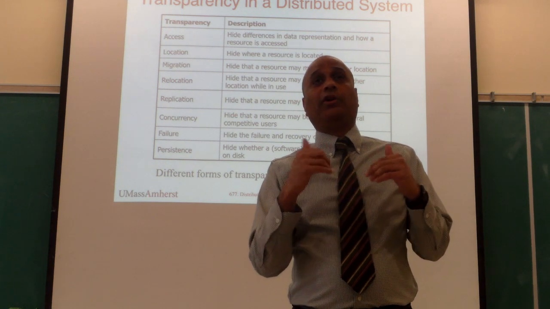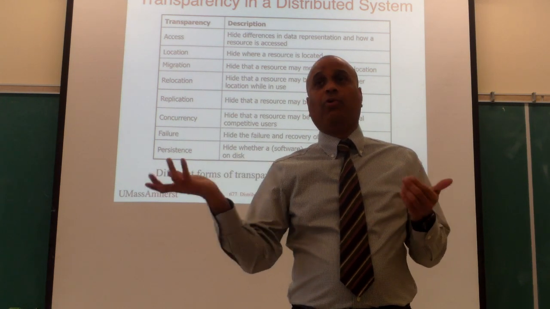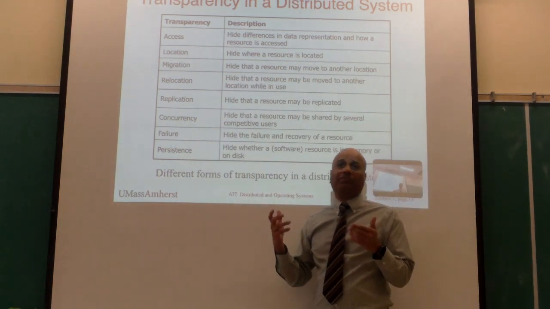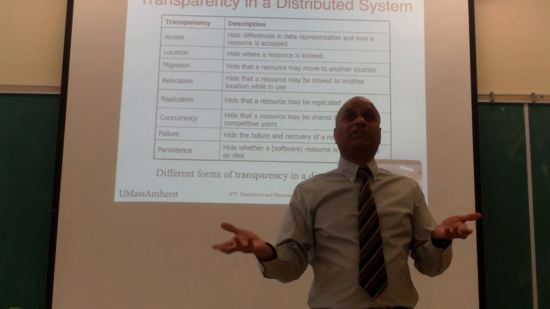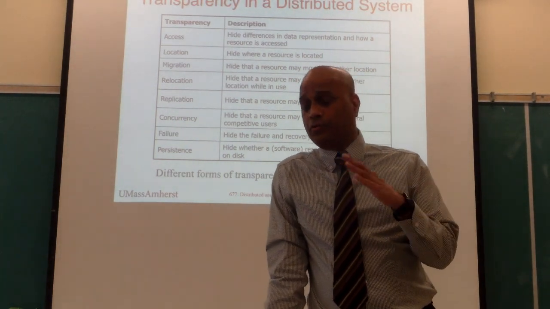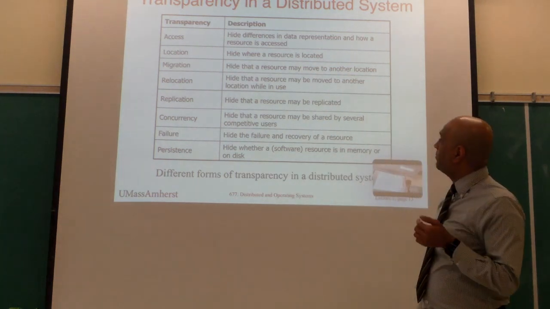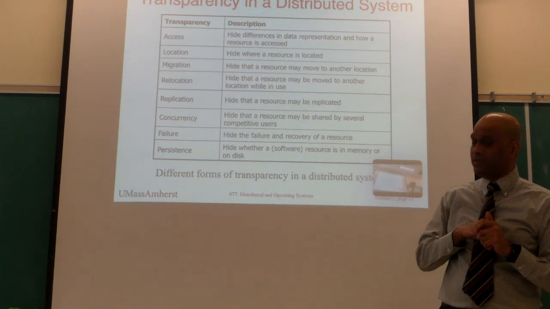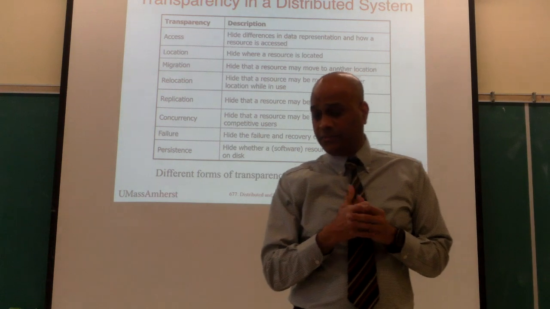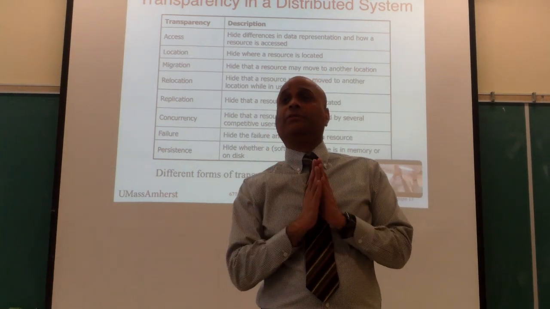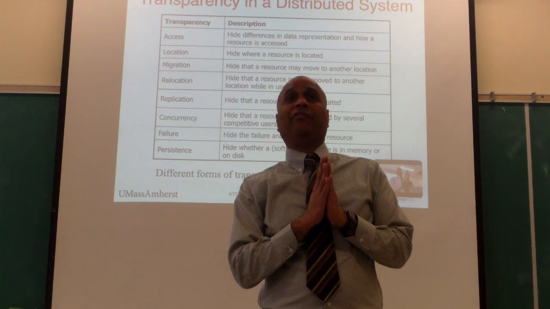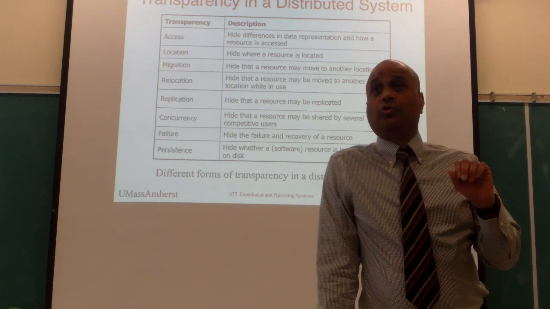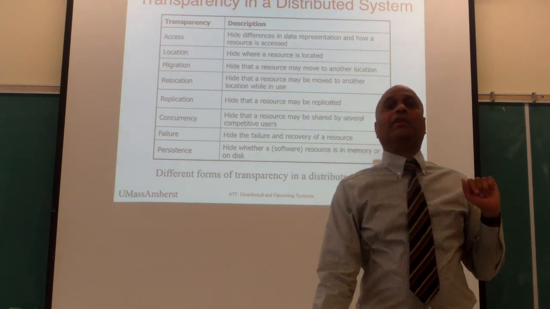What you hide and what you expose to your users is captured by this term transparency. Transparency means exposing something to your user, or not. So let's take an example. We're not going to go through all of those things, but let's take one example here, which is replication, or replication transparency. Replication transparency essentially means that you are hiding the fact that some application or resource is replicated from the user. The user can access that resource without knowing that it's replicated.